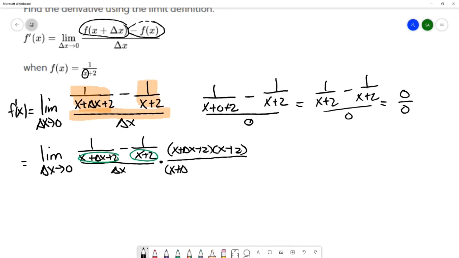X plus delta x plus 2 times x plus 2. I'll use the distributive property to multiply this by both terms in the numerator. And in the denominator, I will leave this in factored form. I'm leaving it in that factored form in hopes that we will have a factor that cancels out later.